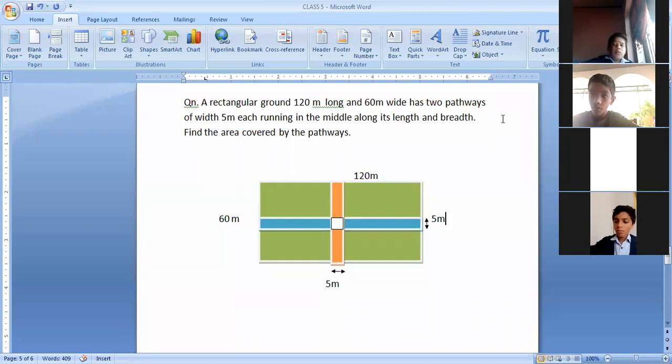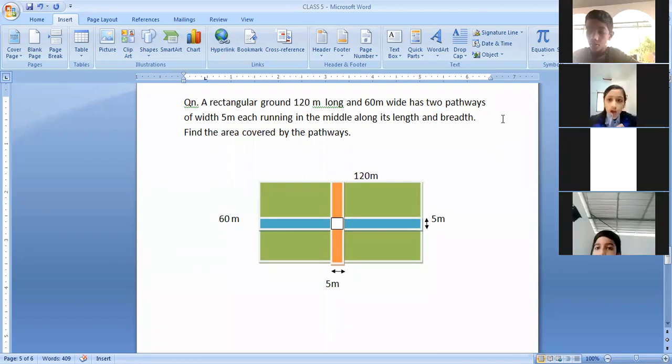Then you will find out the area of the second pathway. Then you will add that, right? That will give you the total area. Okay, the total area covered by the pathways, right?